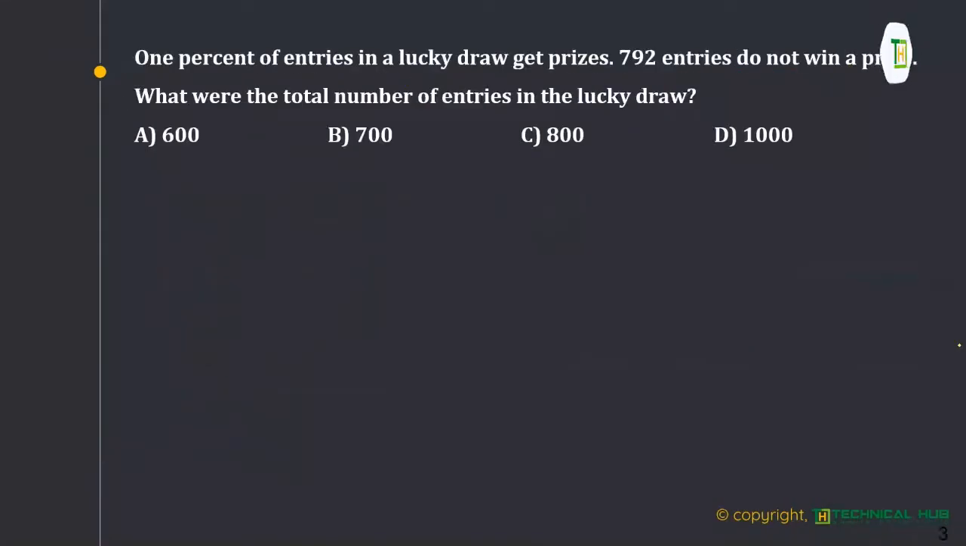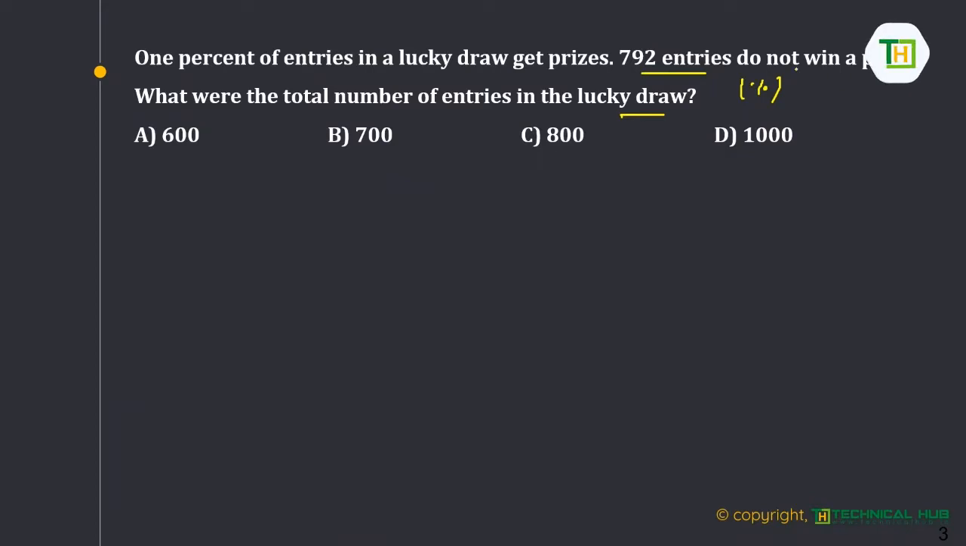1% of entries in a lucky draw get prizes. 792 entries do not win a prize. What were the total number of entries in the lucky draw? This question is related to the percentage topic. What is given here? 1% of entries get prizes, and 792 entries do not win a prize.